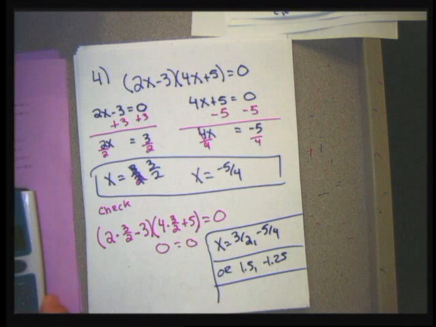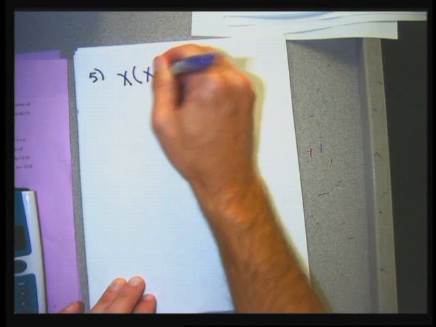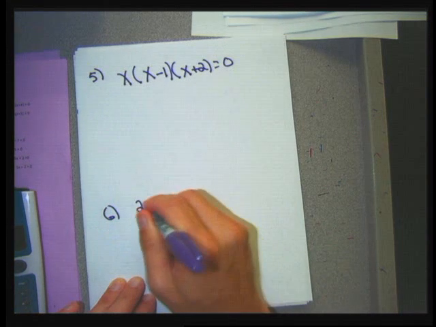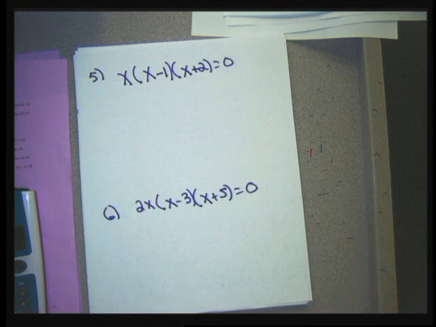So that's 4. 5 and 6 are very possible candidates for the test, and both 5 and 6 have 3 answers because there's kind of 3 x's in the problem, and it's super easy to miss the trivial answer. So I'll do both 5 and 6. So 5 gives me x times x minus 1 times x plus 2 equal to 0. 6 gives me 2x times x minus 3 times x plus 5 equal to 0. There's, in some sense, 3 problems to solve for 5 and 3 problems to solve for 6. Although in 5, one of the problems that needs to be solved requires no algebra, gives a solution, but a lot of students miss it.